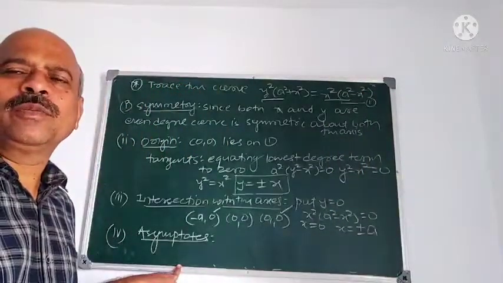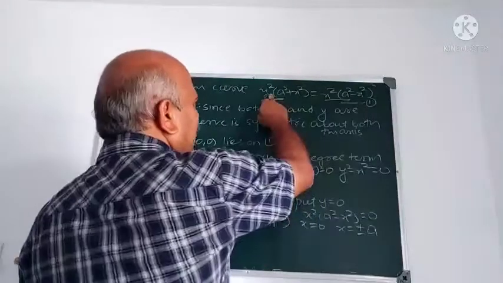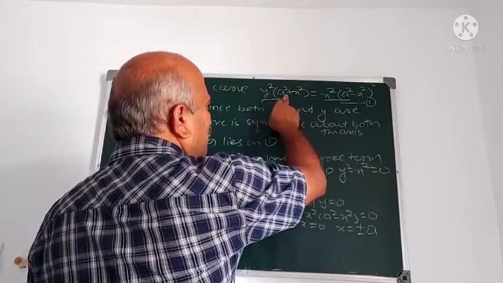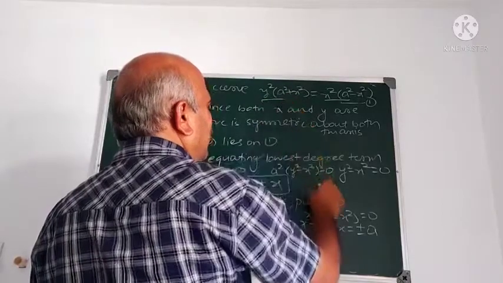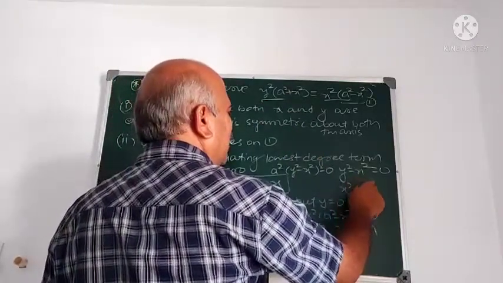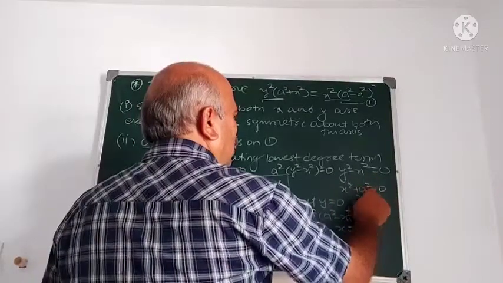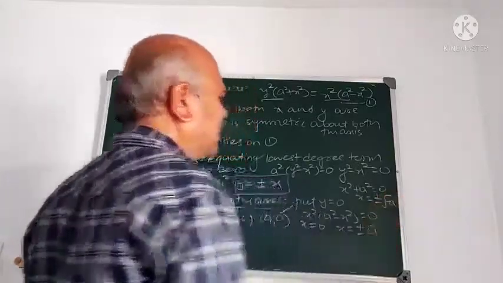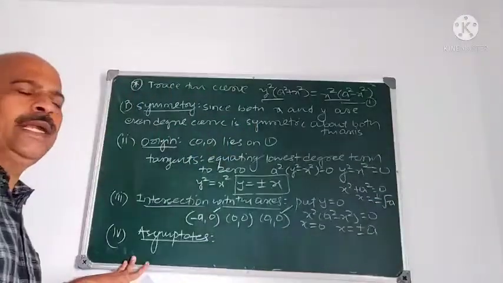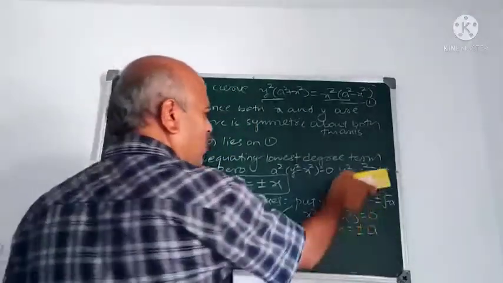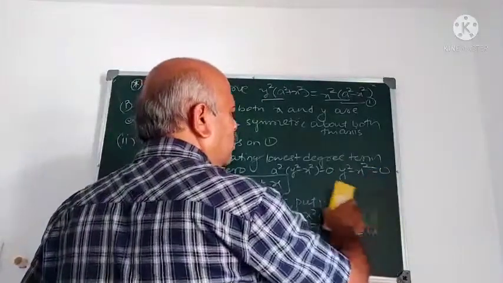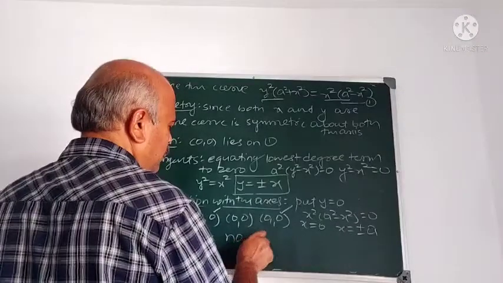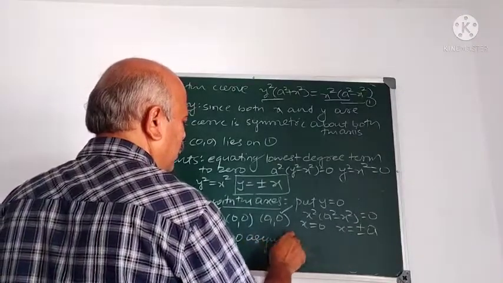So there is no asymptote parallel to the x axis. Similarly, the highest degree term in y is y square. Its coefficient is a square plus x square. If you equate x square plus a square to 0, x is plus or minus root of minus a square, and it is imaginary. Therefore, there are no asymptotes parallel to the coordinate axes. No asymptotes.